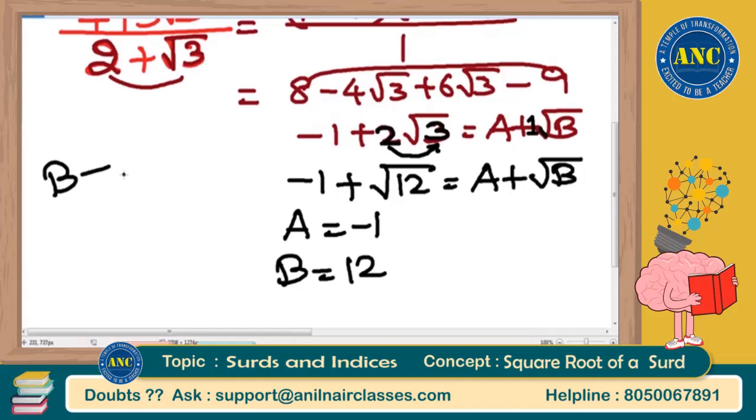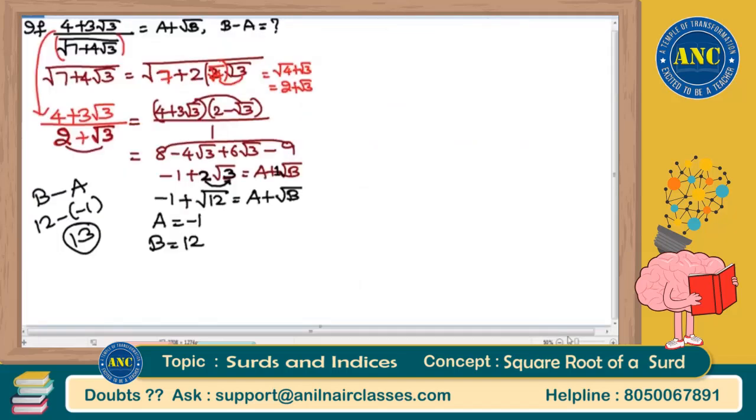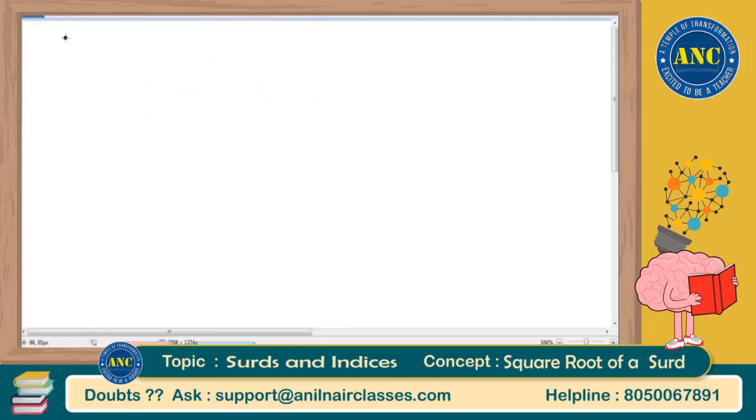B minus a value is 12 minus of minus 1, which is 13. A beautiful question, sir, which can be solved by implementing the rationalizing method and also the method of finding the square root, which we solved in the last half an hour of our class. The answer for this question is 13. A beautiful question which was given in one of the examinations. I mean it. I'll prove it to you.